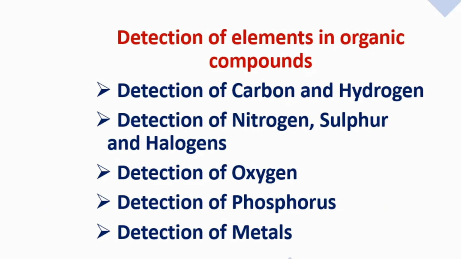So this lecture is about the qualitative analysis. It means we have to identify the elements which are present in the organic compound. And this topic is related to our experimental work in the lab, and some of the experiments you will perform in the laboratory during practicals. So this is the major topic about the identification of the elements in organic compounds.